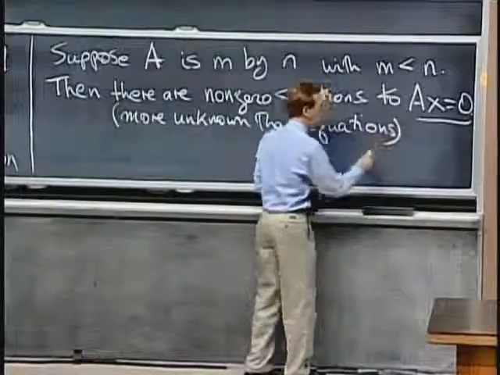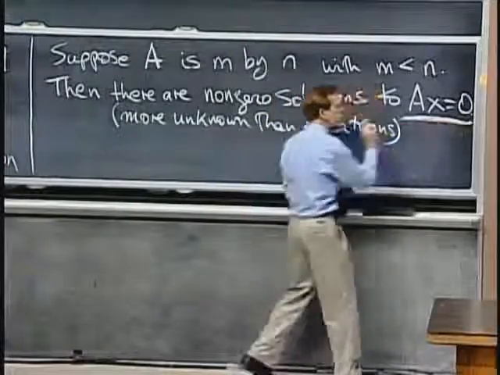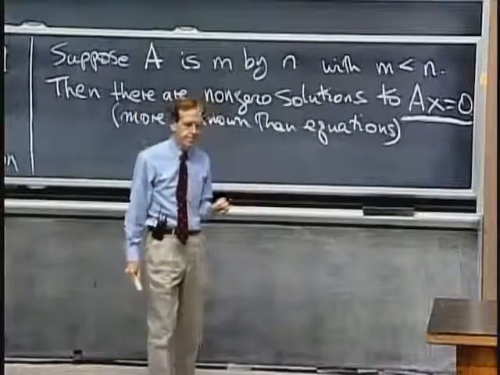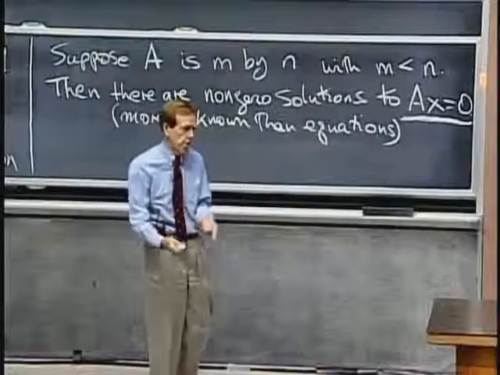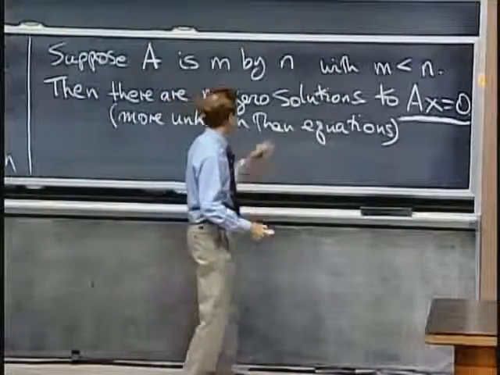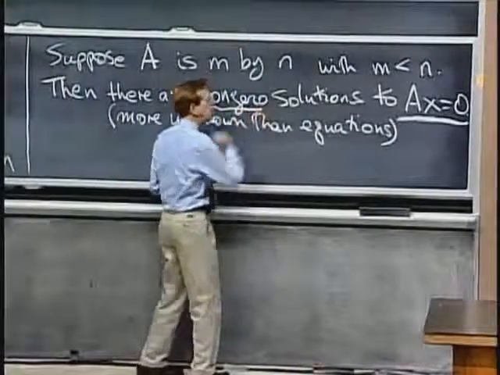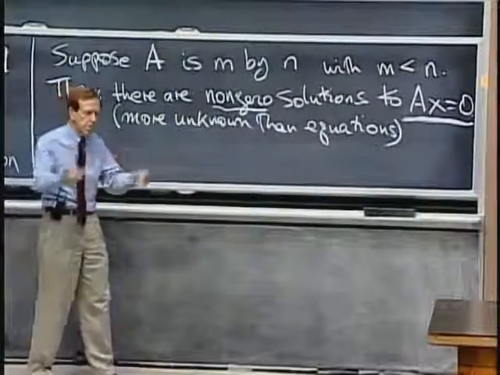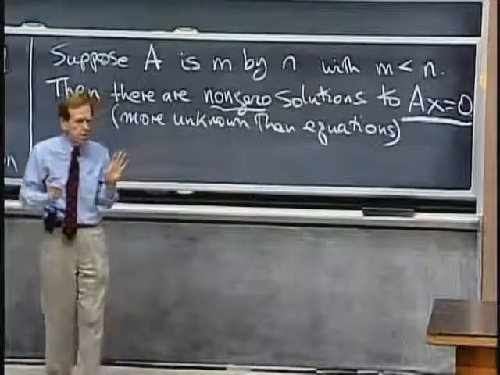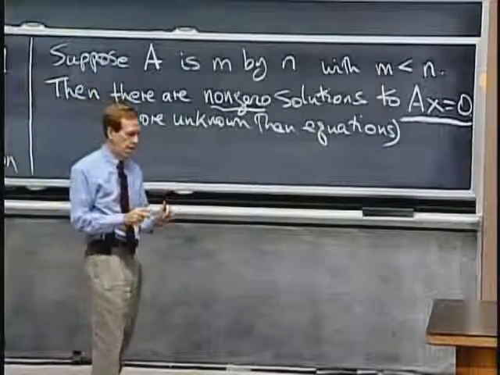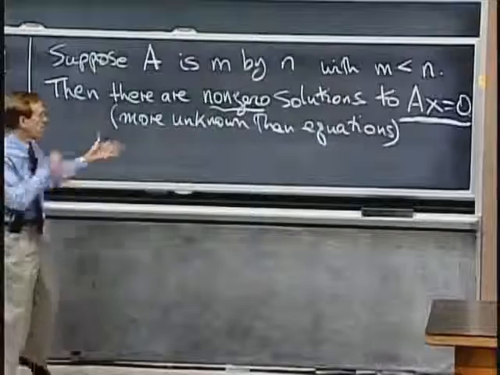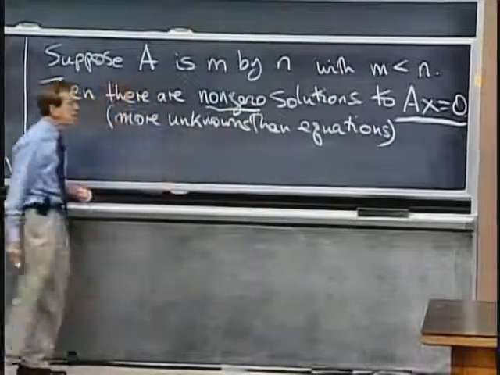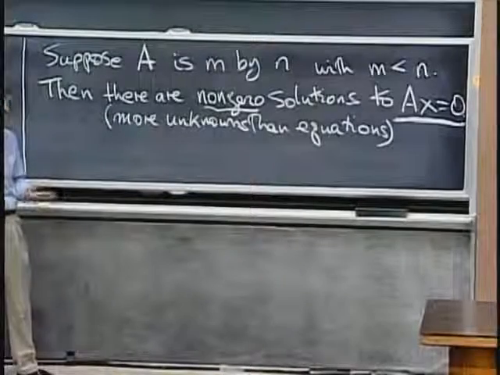Then the conclusion is that there's something in the null space of A other than just the zero vector. The conclusion is there are some non-zero x's such that Ax is 0. There are some special solutions, and why? We know why. It sort of seems like a reasonable thing. More unknowns than equations, then it seems reasonable that we can solve them.